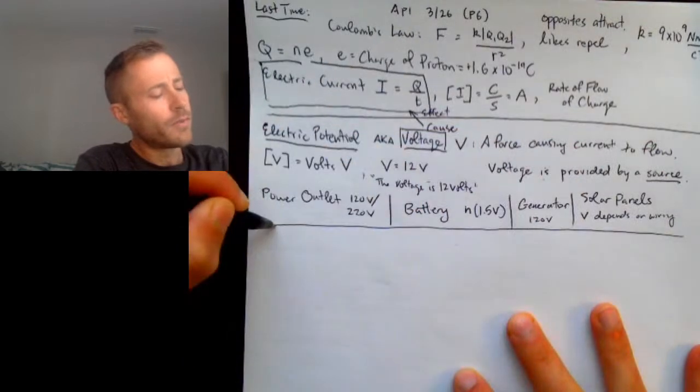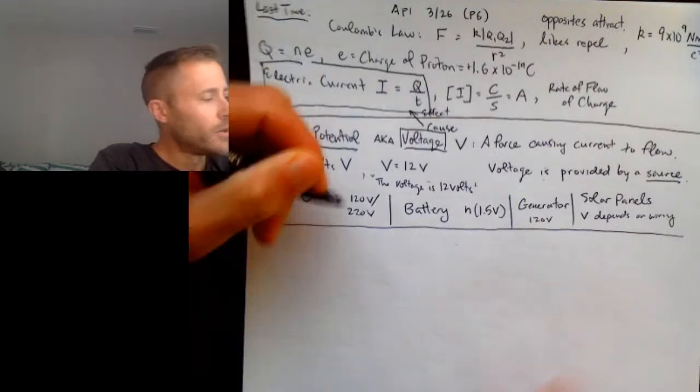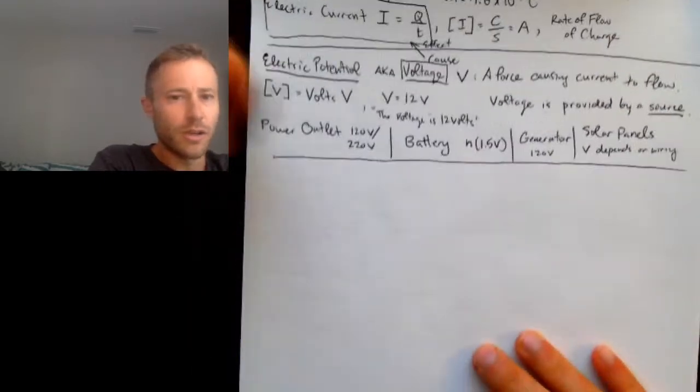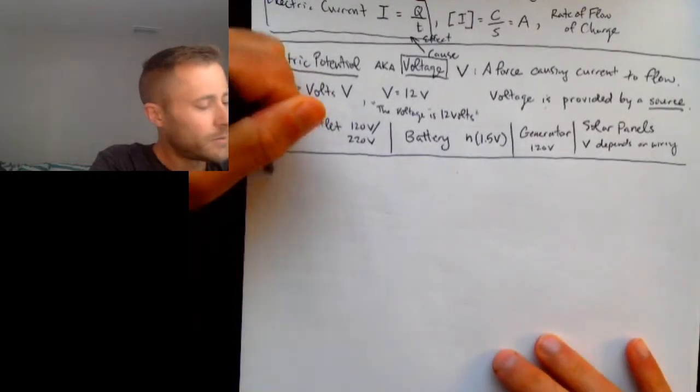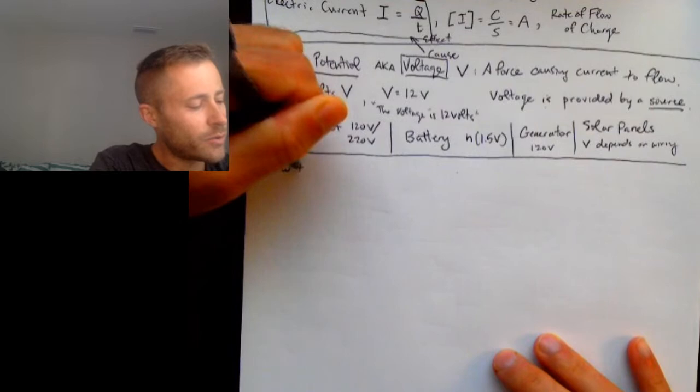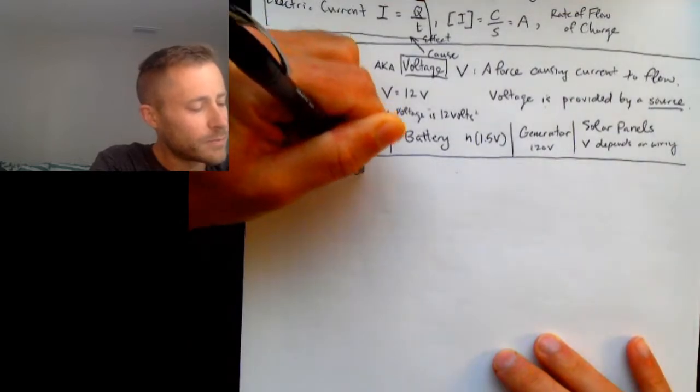So now we know the two fundamental circuit quantities, current and voltage. So now that leads us to the question of how do we draw circuits? So let's talk about how to draw circuits.